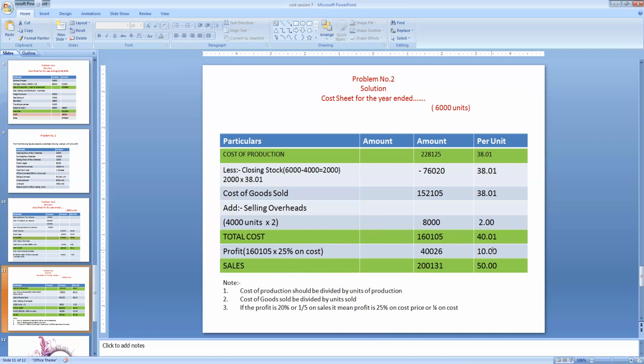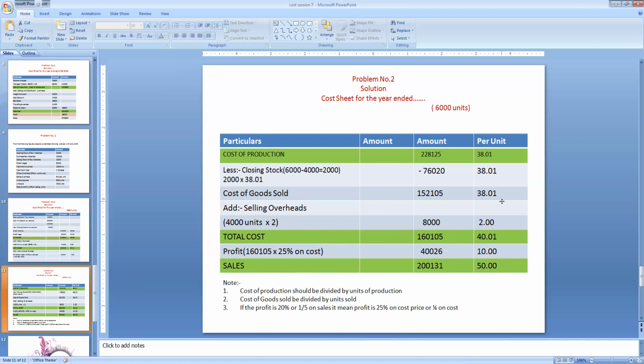Per unit it is 10. Here we need to divide with 4,000, not with 6,000, as these are the units sold. Adding together 1,60,105 plus 40,026, this comes to 2,01,131 rupees, which is the sales value. So 40 plus 10, it will be 50 rupees per unit.